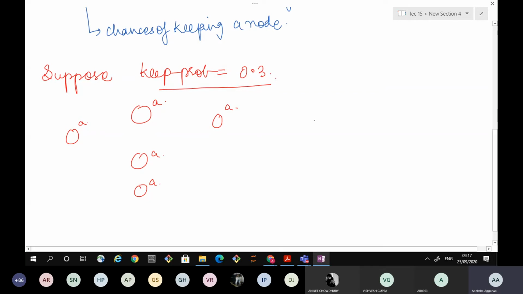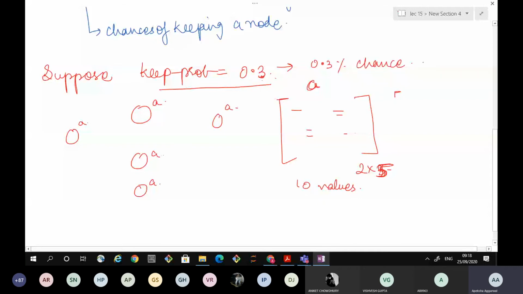I have a set of activations. Let's say I have 2 cross 5 nodes, so I have 10 values of activations over here. My total number of activations for the neurons is 10. If keep probability is 0.3, this means that there is a 30% chance that I will keep a node. So out of 10, only 3 nodes I will keep and 7 I will not keep. So I will drop out 7 nodes.